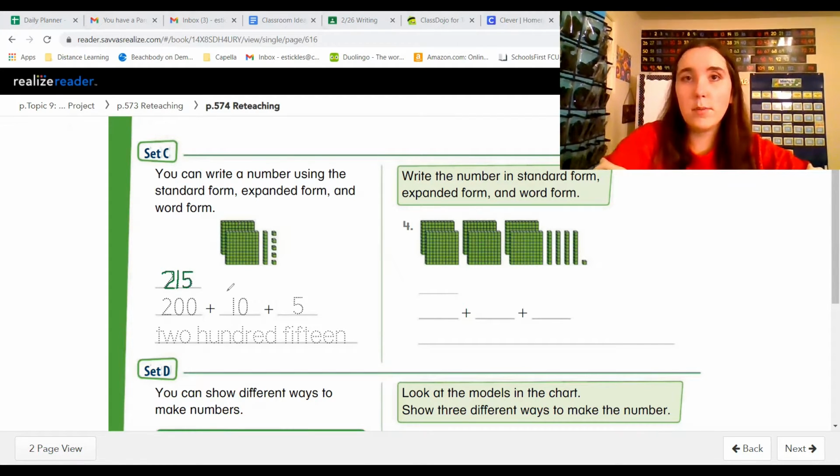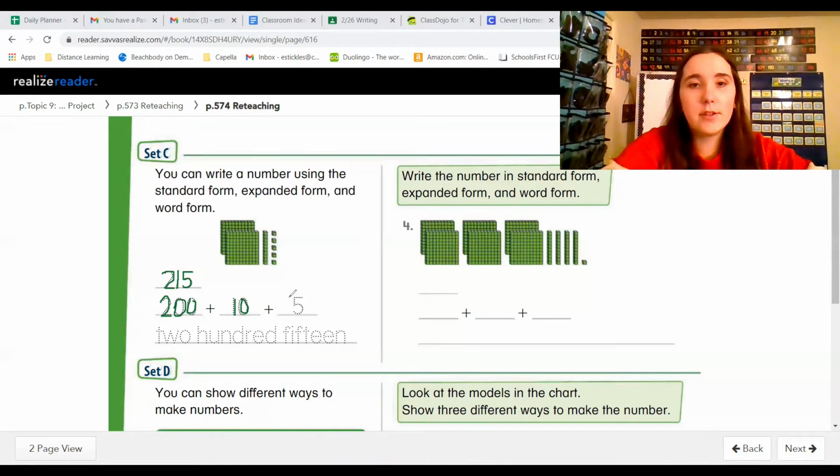So in standard form, our number is 215. Now let's think how we can break that apart into expanded form in the hundreds, tens, and ones. 2 hundreds makes 200, plus 1 ten would just be 10. And then we have those 5 ones, so we'd have the 5 in this ones place right here. So we have 200 plus 10 plus 5. That's our number in expanded form.